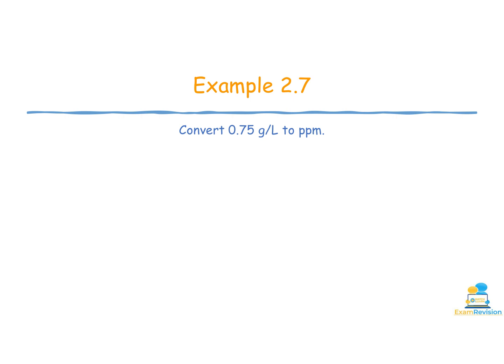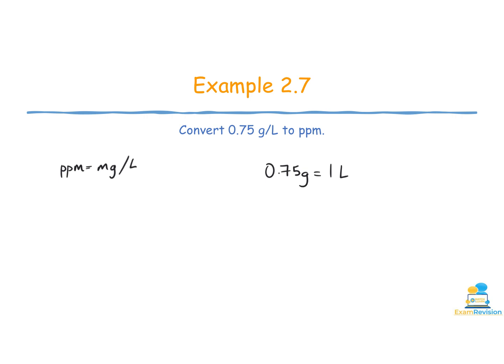In example 2.7, it says convert 0.75 grams per litre to ppm. The first thing I do anytime I see a question like this is I write down what ppm stands for. And ppm is just parts per million, which is milligrams per litre. What we need to do is change the concentration to milligrams and litres. Here we have 0.75 grams in 1 litre. Now we need to change the grams into milligrams. We've already got litre here, but we don't have the milligrams, we have grams.